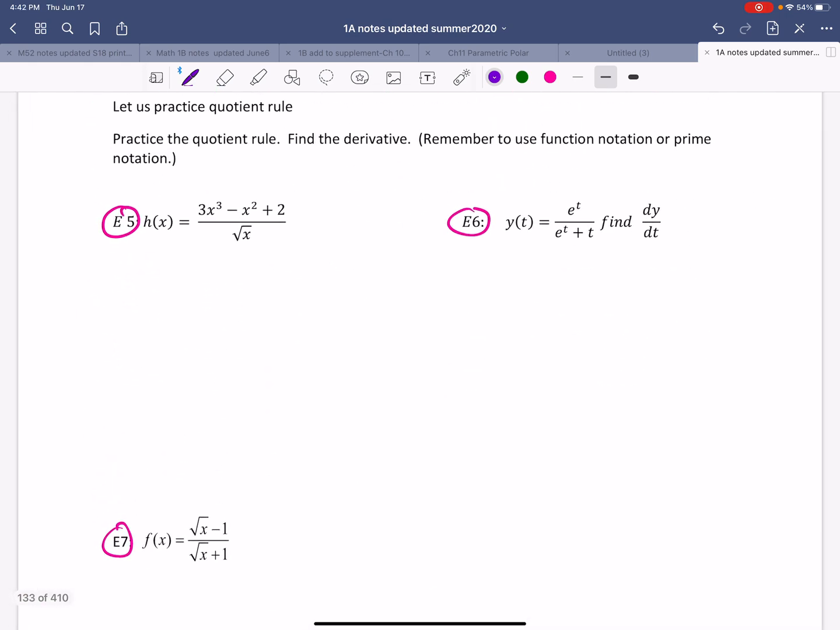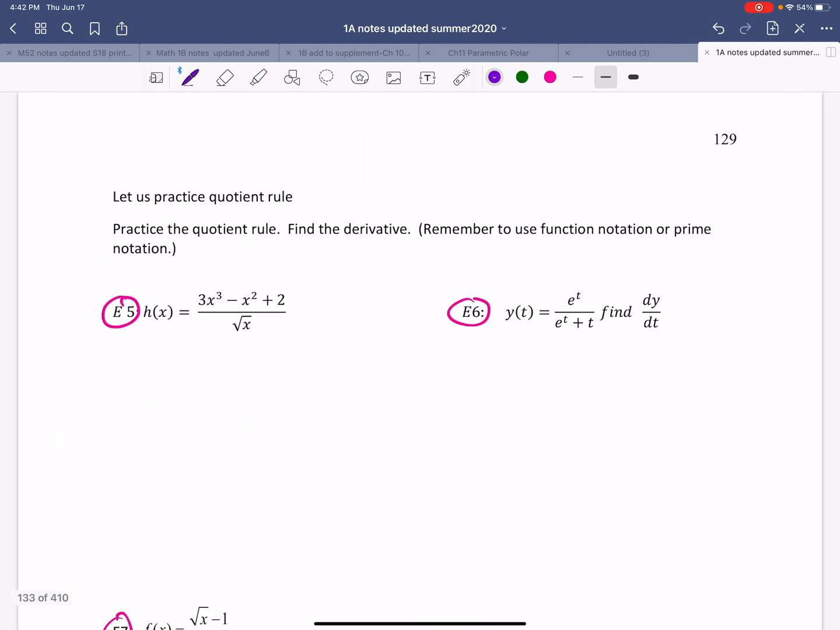Another example, h of x is 3x to the third minus x squared plus 2 over square root of x. Either separate it into 3 fractions or you can use the quotient rule, so whatever you find easier. I just showed you an example of separating into 3. If you were to separate, you would write it as 3x to the third over square root of x minus x squared over square root of x plus 2 over square root of x.